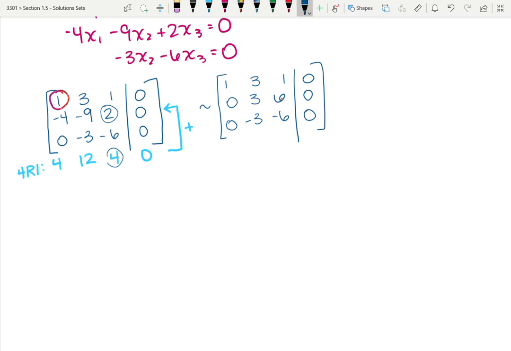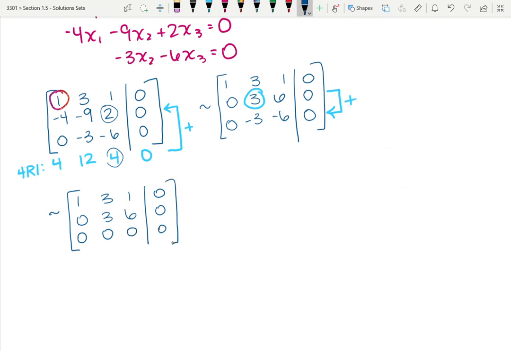Now there's something super convenient. Here is our next pivot. It matches up nicely, so we're not even going to get it to a 1 yet. We're just going to add those together to zero them out. We have 1, 3, 1, 0, 0, 3, 6, 0, and now we add these bottom 2 rows together: 3 minus 3 is 0, 6 minus 6 is 0, 0 and 0. So many zeros.